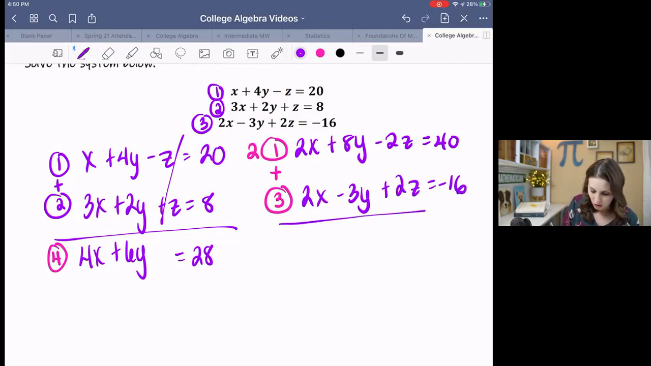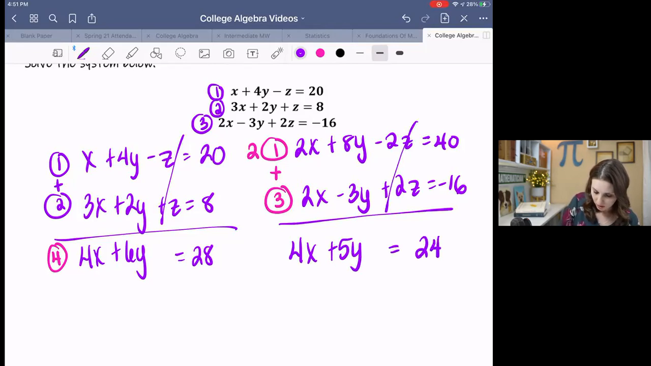And like I said, there's not only one way to do this. If you had chosen equations 2 and 3, you're going to get a different equation from the result, but you'll get the same final answer. We get 4x plus 5y equals 24, and this is equation 5. We've created a new equation from this.